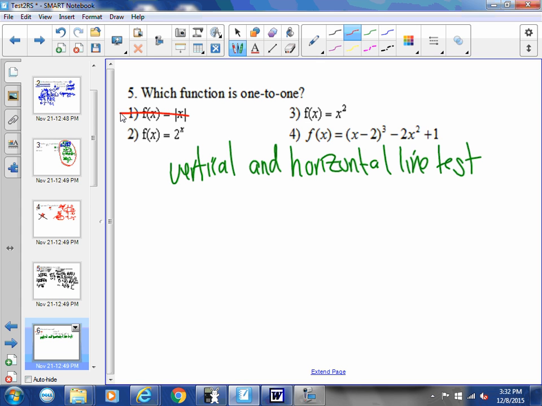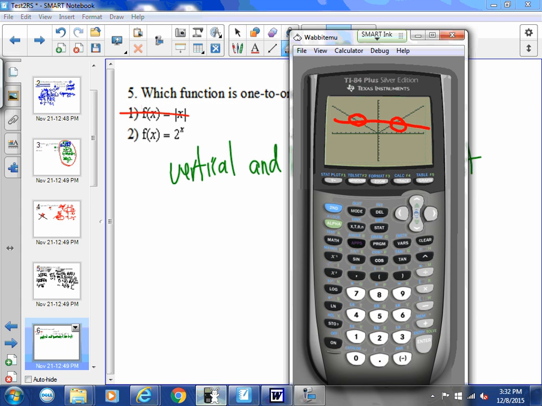So now I'm going to try choice 2, which is 2 to the power of x. Graph. Does it pass the vertical line test? Yes. It's going up and up, but it's never flattening out. Does it pass the horizontal line test? Yes. Again, it's flattening out here, but it's never touching the x-axis.